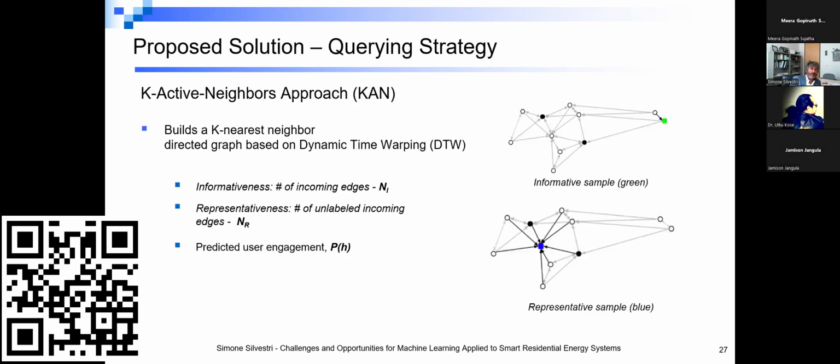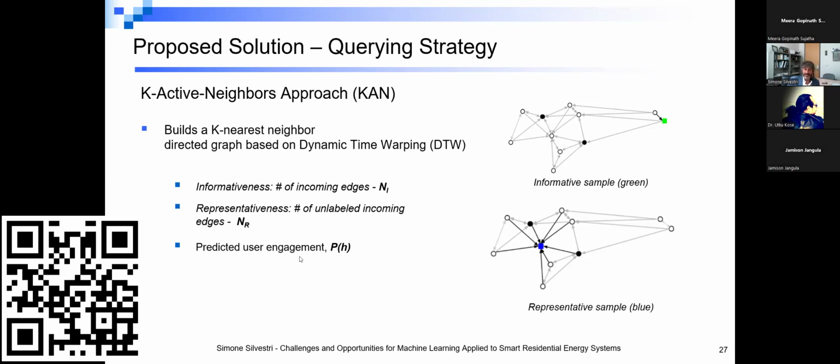So how do we do this? We design an approach based on K active neighbors, and each point in the examples you can see here is a signature that comes from an appliance. For each of these, we consider the informativeness and representativeness. These are two metrics: one tells you how well you represent an unknown part of the inference space, and the other how similar you are to your neighbors, so basically how many neighbors you have. To calculate the distance between two electric signatures, we use dynamic time warping, a way of calculating the similarity between two time series that could potentially have different lengths.